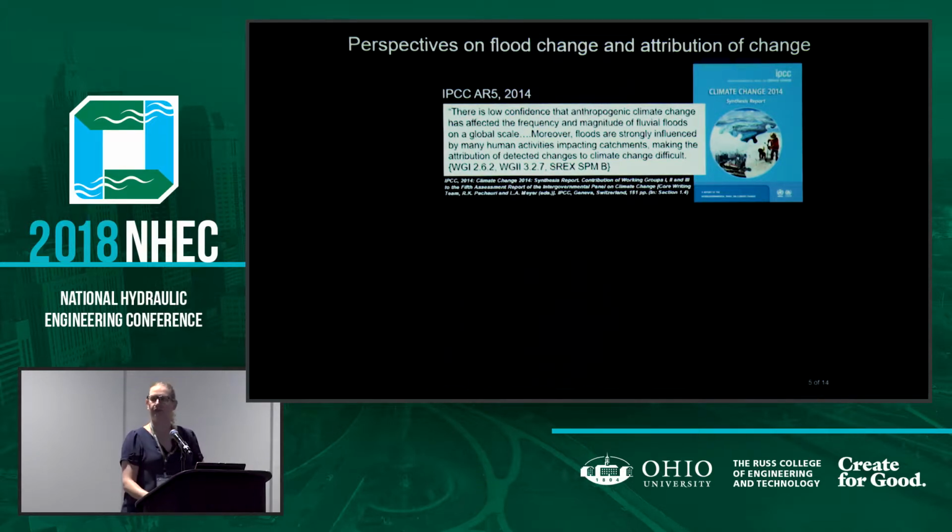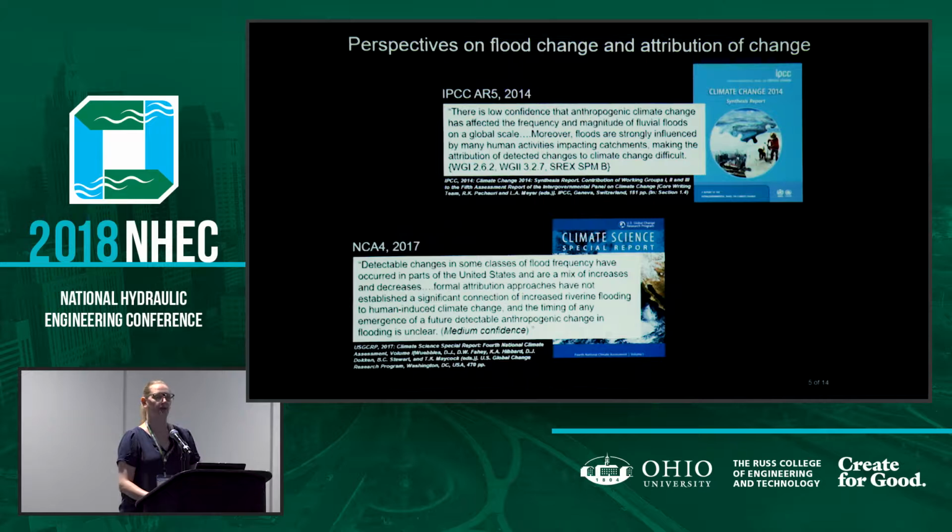The IPCC AR5 report had a synthesis report of the AR5 findings in 2014. It talks about the fact that there's low confidence that anthropogenic climate change has affected the frequency and magnitude of fluvial floods on a global scale. And so they talk about how floods are generally more strongly influenced by human activities on the landscape, and that makes attribution of detected changes more difficult. We have the NCA4 report, the National Climate Assessment, that just came out in 2017, that actually corroborates a lot of what the IPCC AR5 synthesis report says, that detectable changes have occurred in parts of the United States, but they're a mix of increases and decreases.